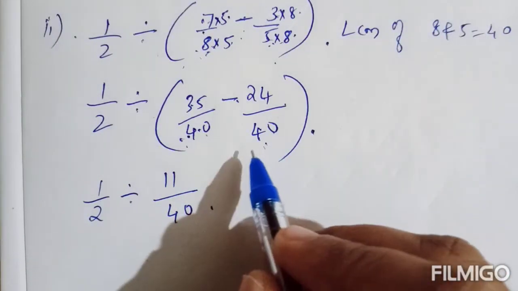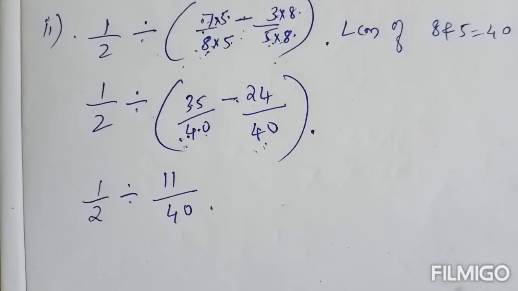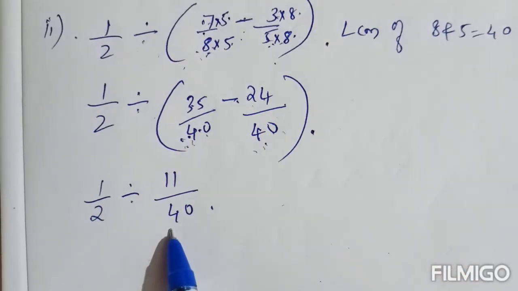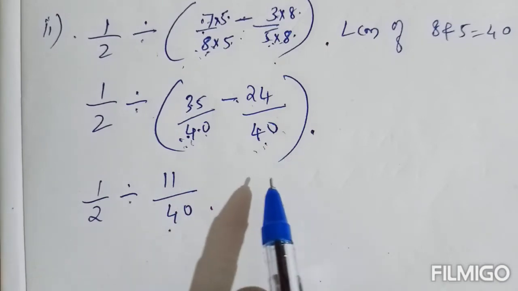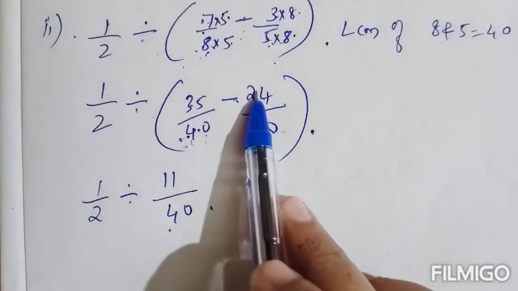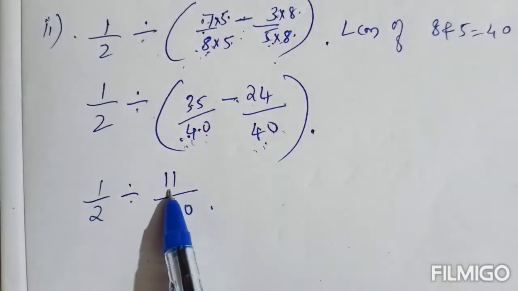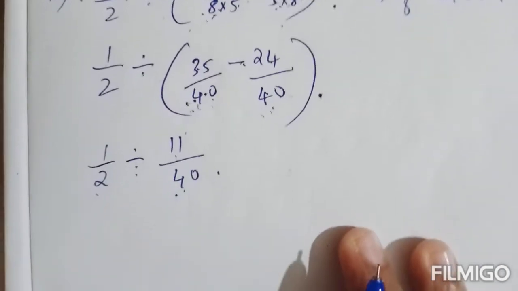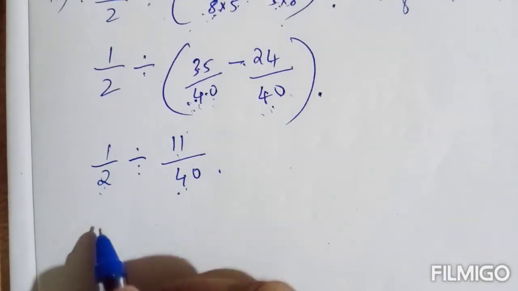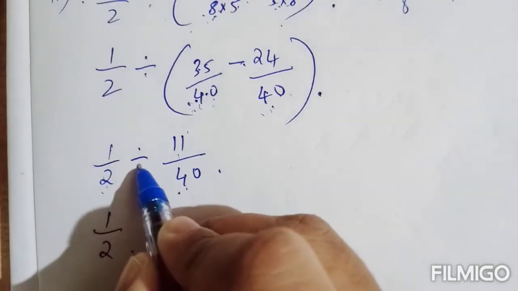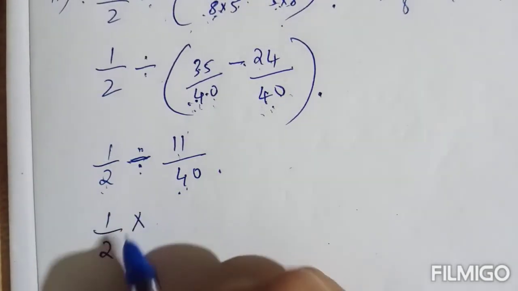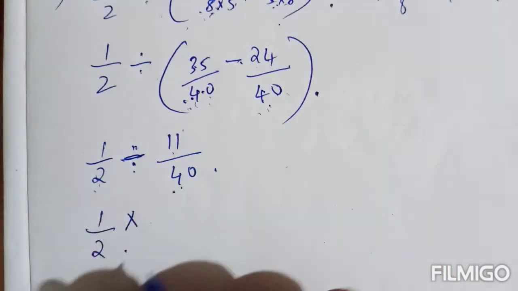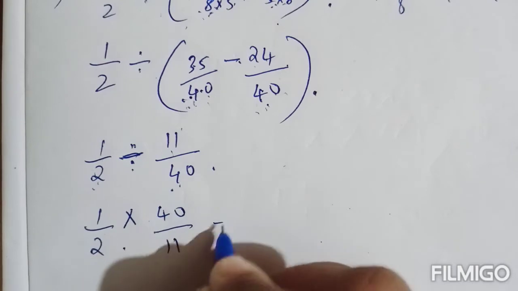If the denominators are the same, you can subtract the numerators, and the denominator you can write the same. Okay, subtraction of fractions we already studied that. 35 by 40 minus 24 by 40 is 11 by 40. Now 1 by 2 divided by 11 by 40. You can find the answer. So 1 by 2 you can write as it is. Division sign, change that to multiplication sign. Take the reciprocal of the divisor. The reciprocal of 11 by 40 is 40 by 11.